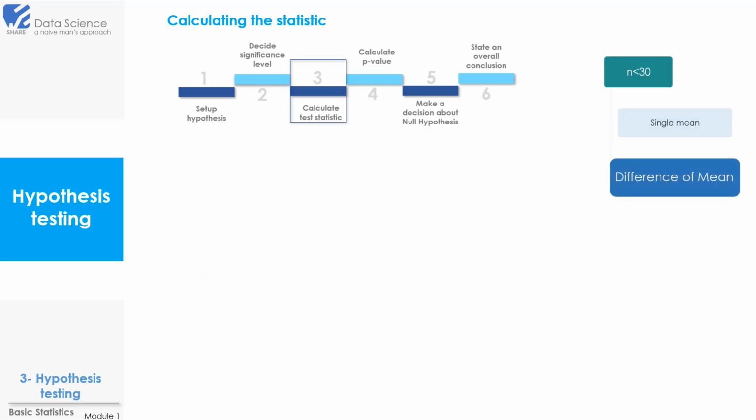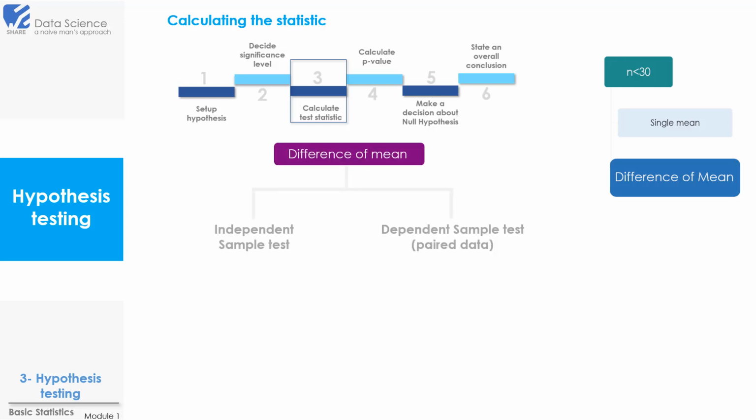Now let's move on to the next step in this category, that is for the difference of mean. So we have already seen this when the sample size was greater than 30. Now the only difference is that in this case the sample size is less than 30. So when the sample size is less than 30, in this difference of mean test there are two possibilities. One is that our samples are independent, and the second possibility is that the samples are dependent.